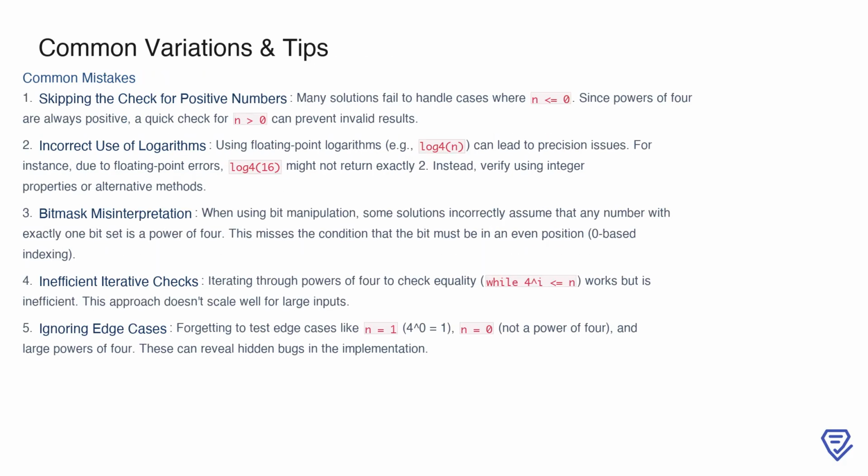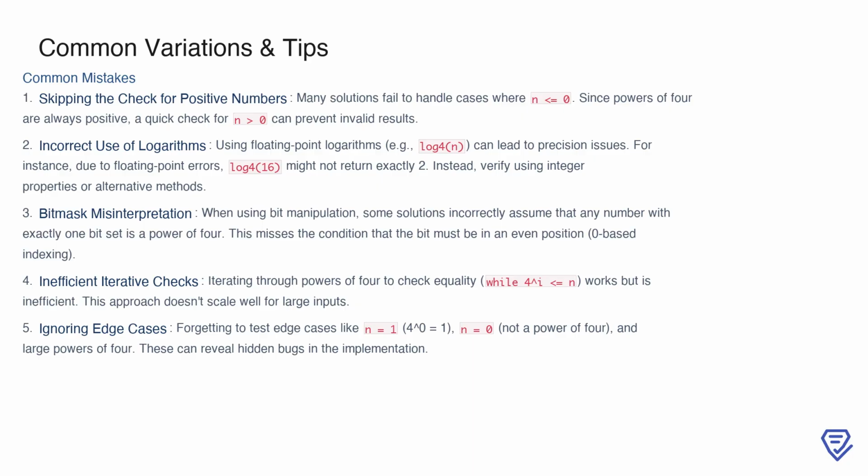When solving the power of 4 problem, there are several common pitfalls to watch out for. First, it's crucial to ensure your solution handles only positive numbers. Since powers of 4 are always greater than 0, including a check like n > 0 can immediately rule out invalid inputs. Next, be cautious with logarithmic calculations. While using log4 n might seem straightforward, floating point arithmetic can introduce precision errors, leading to incorrect results. For example, log4 16 might not yield exactly 2. Instead, consider integer-based approaches that avoid these issues.